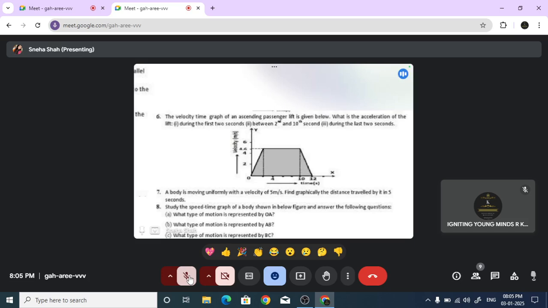Final velocity minus initial velocity upon time. So for the first 2 seconds, what will be the acceleration? 2.3, ma'am. How? Ma'am, because the initial velocity will be 0 and the final velocity will be 4.6, ma'am. Correct. So 4.6 minus 0 upon 2, that is 2.3. Correct.